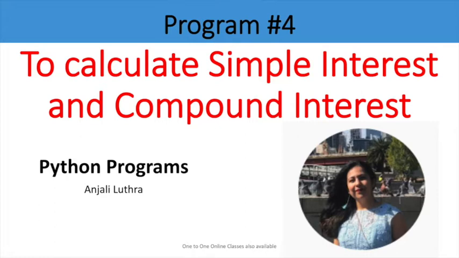So here we are going to do another program in Python that is to calculate simple interest and compound interest for the given values. So we are going to take input for the principal amount, rate and time from the user, and we're going to use two different formulas, one to calculate the simple interest and one to calculate the compound interest, and print the result for the same. So let's get started.